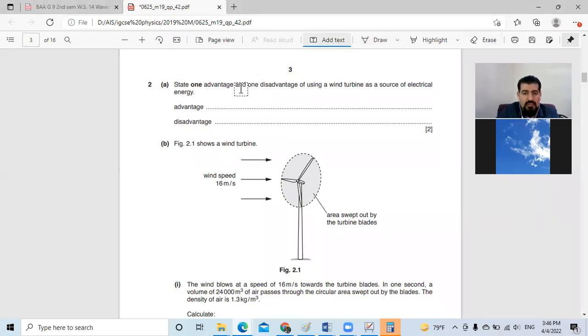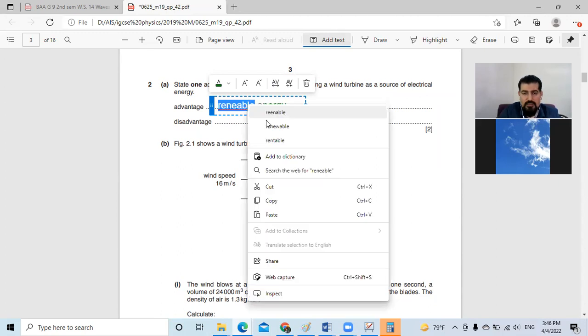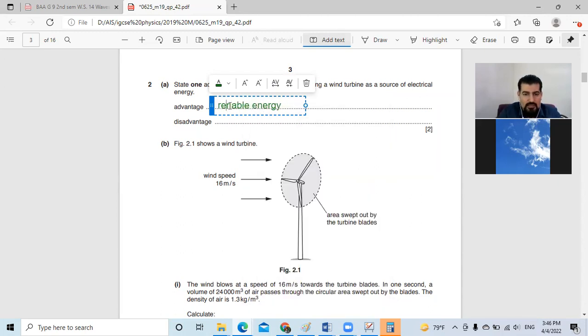For example, it is renewable. So we can write renewable energy, and there's no carbon dioxide, no pollution, no polluting gases.